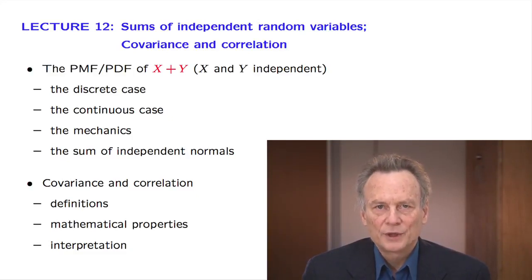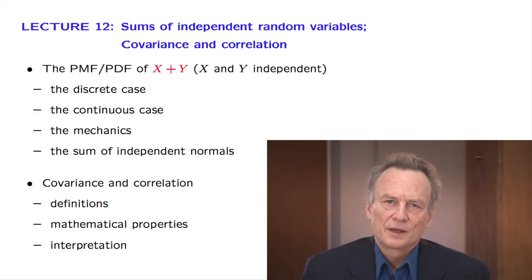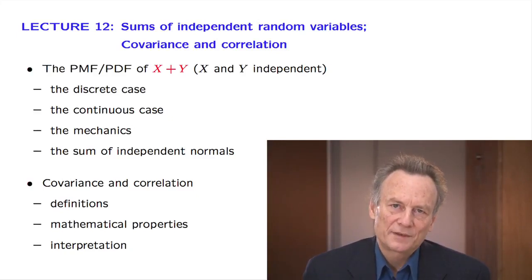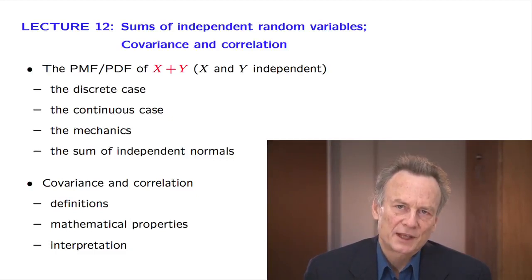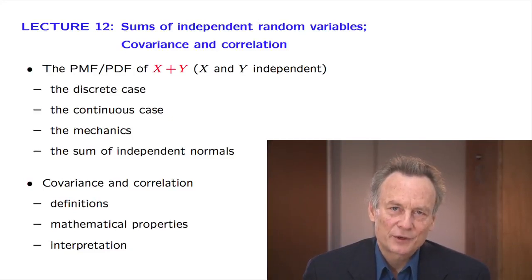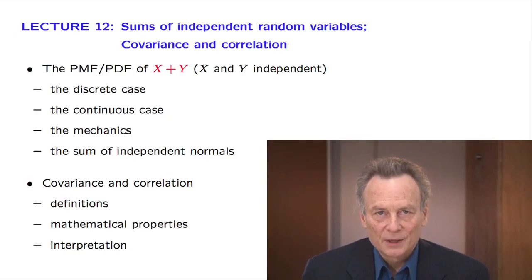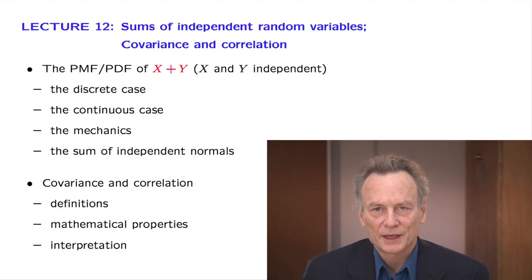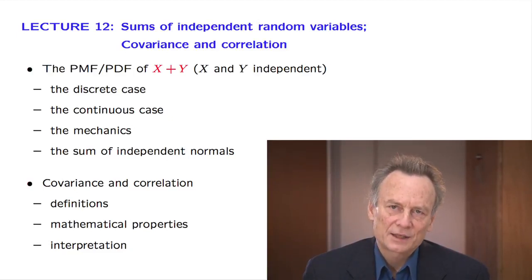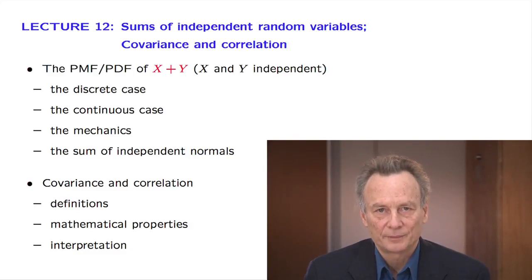In the second part, we introduce the covariance of two random variables and the correlation coefficient. These are certain quantities that allow us to quantify the degree to which two dependent random variables are related. For example, a high value of the correlation coefficient will indicate a strong relation between these random variables. We will see the basic mathematical properties of these quantities and provide some interpretation. Later on in this class, we will see that they play an important role in the problem of estimating one random variable given the value of another.